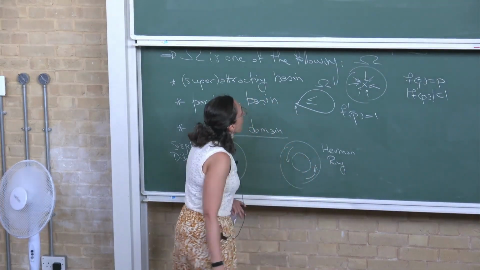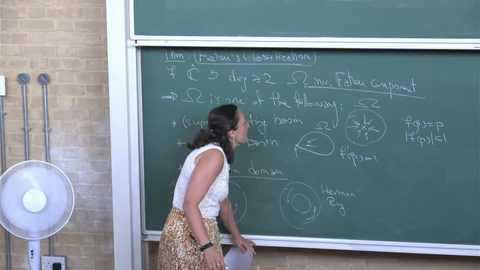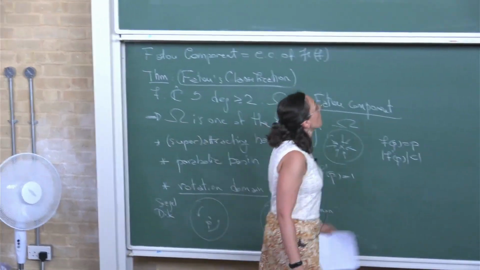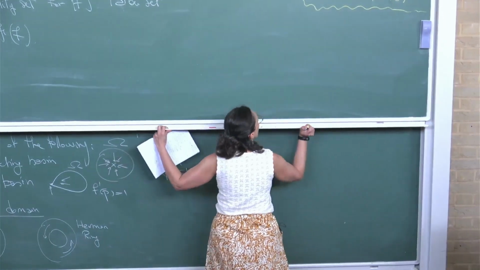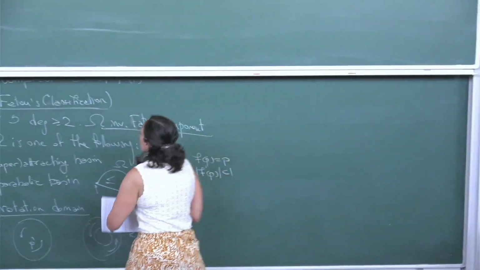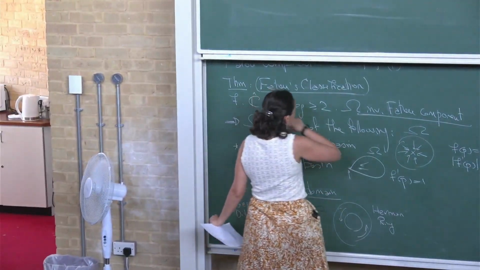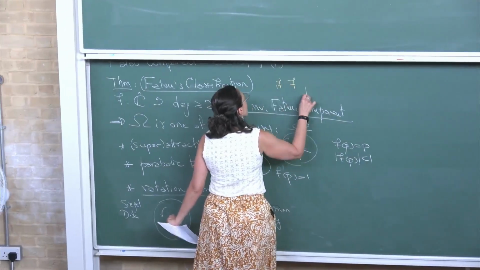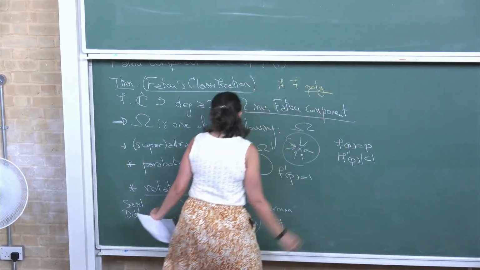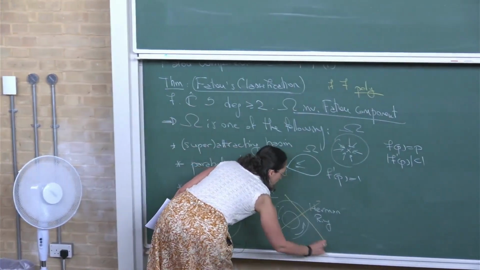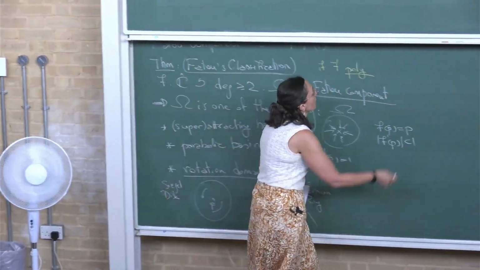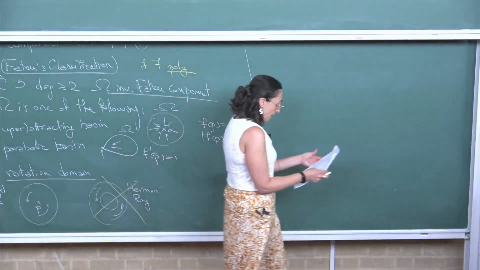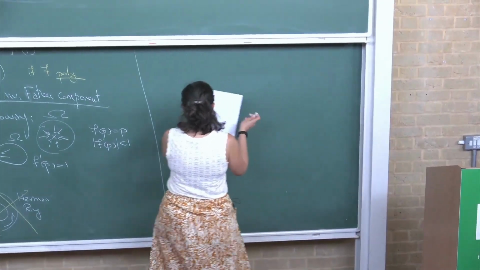And actually for today, if I just care about polynomials, so if f is a polynomial, then Herman rings are not there. Okay? All right. And then you have Sullivan's result.